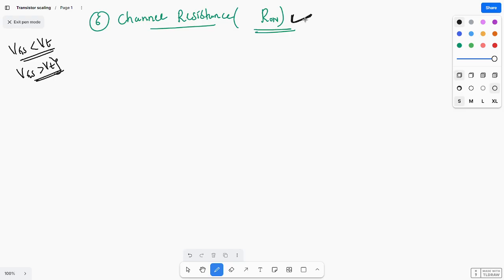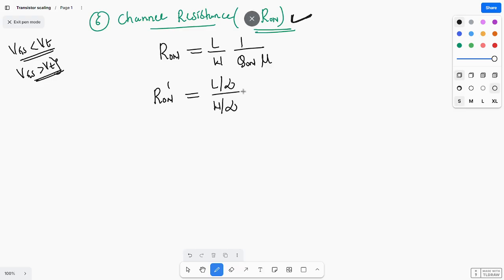So that we call as on resistance or channel resistance. Okay, so what is this on resistance? On resistance is given by L by W, 1 by Q on mu. We know that. So I can write how it is scaling: L is scaled by alpha and W is scaled by alpha, and this mu is constant only, there is no scaling. Mu is nothing but mobility. Okay, it is constant only.